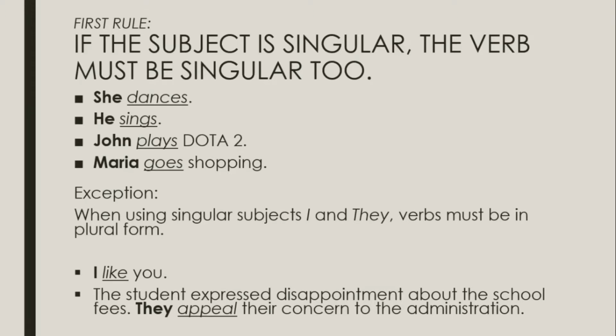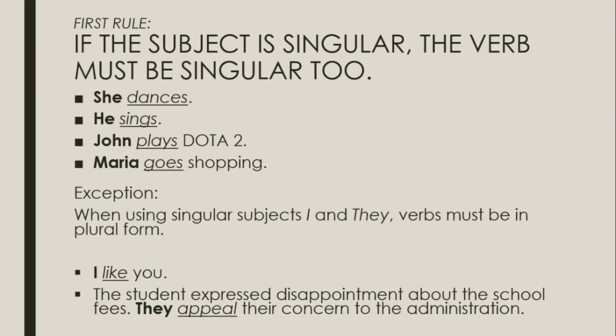So for the first sentence, I like you, I is a first person nominative pronoun. That means to say it should always be partnered with a plural form. While for the second sentence, even though we know that the subject of the sentence is the student and we use the word they there, it only means that we need to use a gender neutral pronoun.